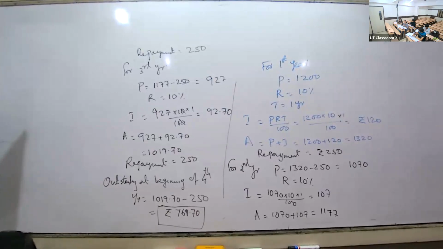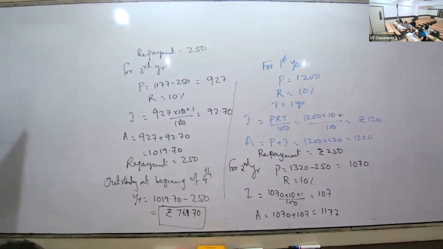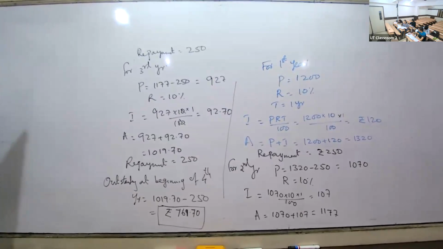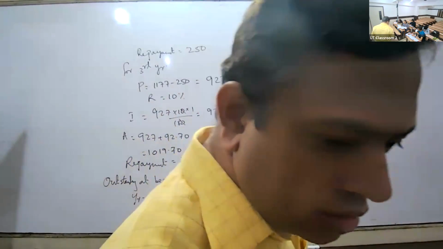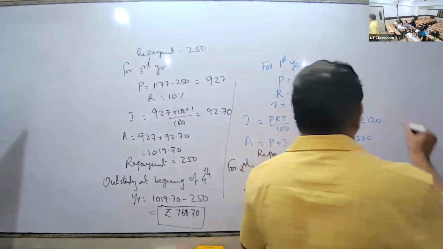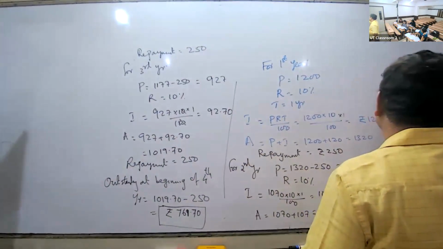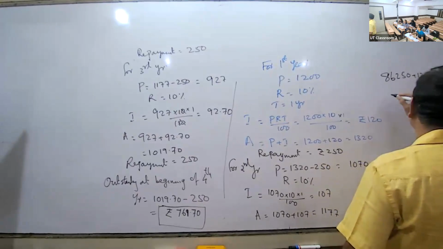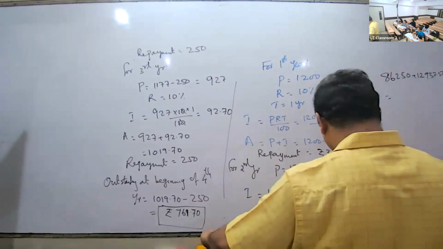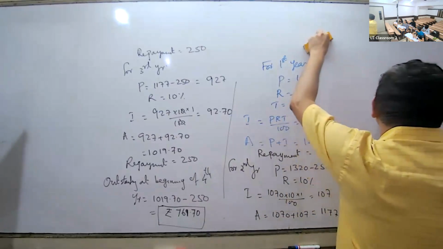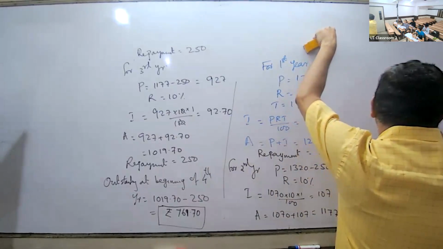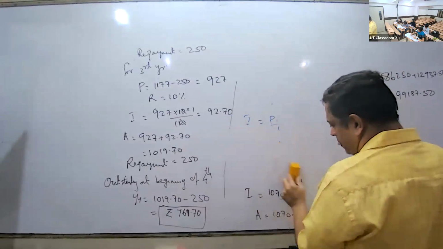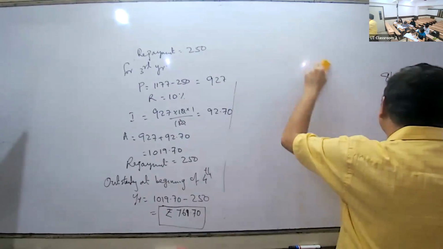Okay. Therefore, amount is equal to 86,250 plus 12,937.50, which is 99,187.50. Okay, you got it? Yes, sir. This is the amount for the second year.